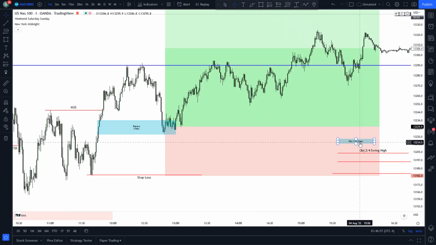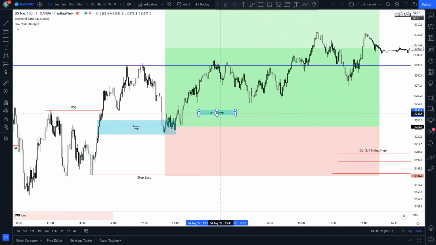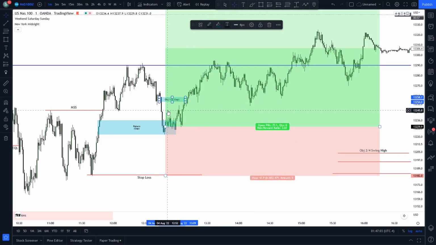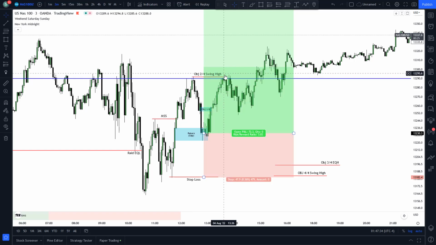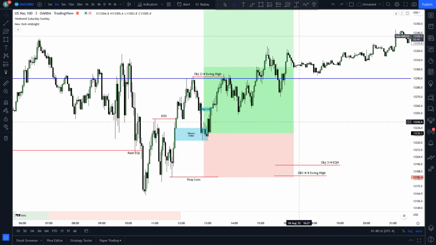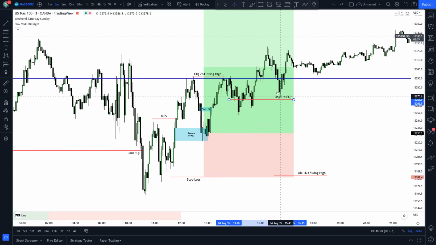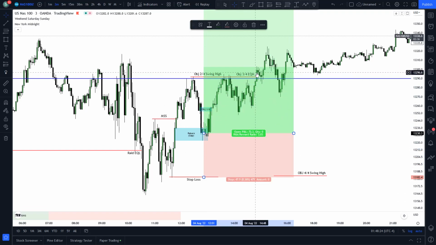I've just zoomed into a 1 minute chart, and the very first partial I took was quite close. It was just this gap over here. However, I only took a very small percentage off. The second partial was at a swing high, so this one right here. As soon as that was reached, I took my second partial off. And as price reached that area, it managed to form some relative equal highs. So once it reached that area again, I took off my third partial.